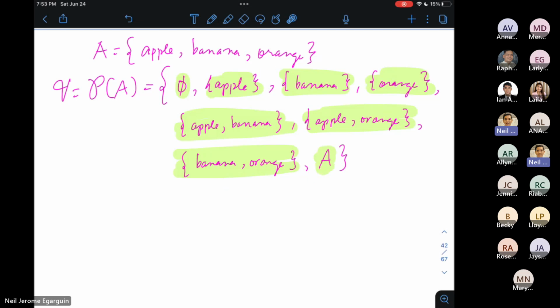Yes. Kasi ang formula sa cardinality ng power set ay 2 to the n, where n is the number of elements of A. May 3 elements sa A, so yung power set niya may 8 laman. At bawat isang naka-highlight, yung 8 na yon, sila yung mga vectors natin. Right? And then let's play.